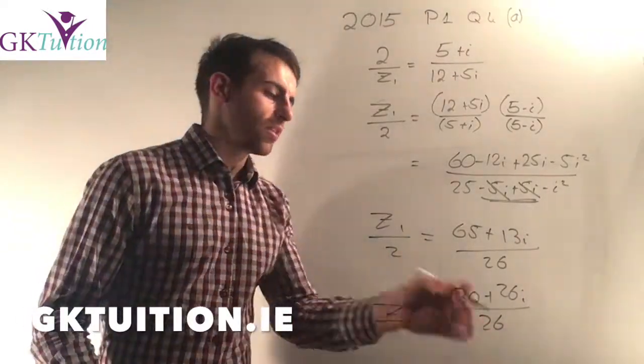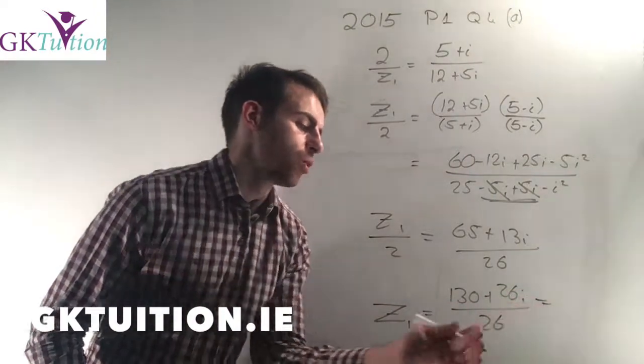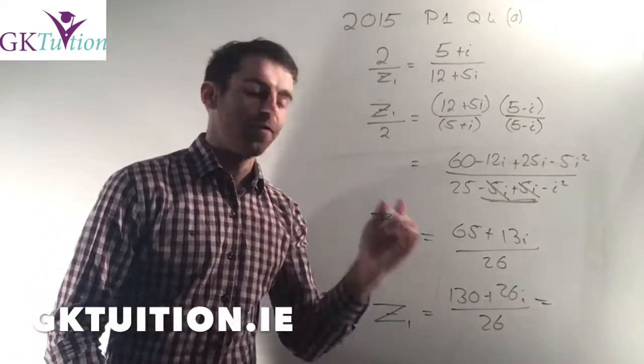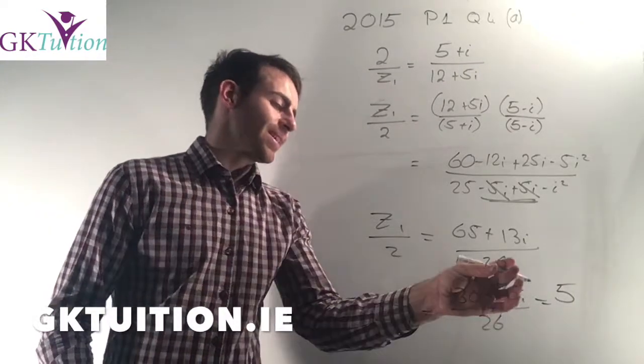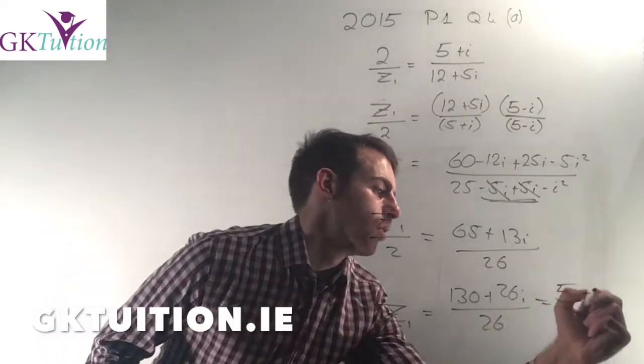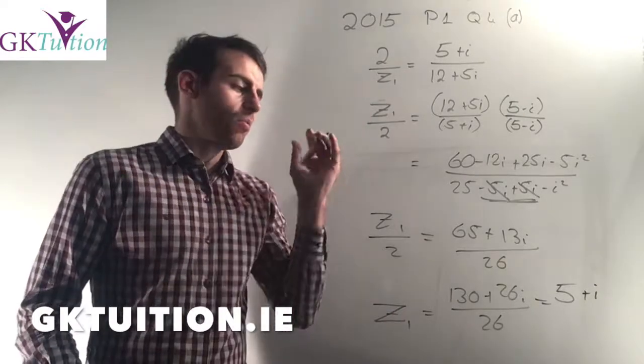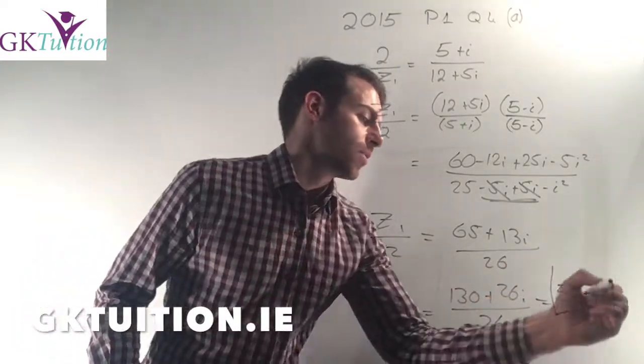Now, you should recognize that I'm going to get just whole numbers here. 26 goes into 130 5 times, and 26i divided by 26 is just plus i. So my final answer in this case is just 5 plus i.